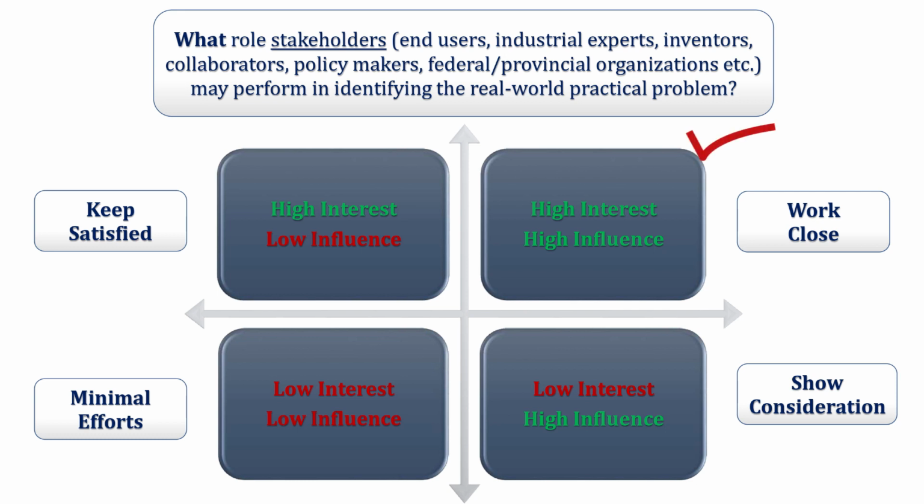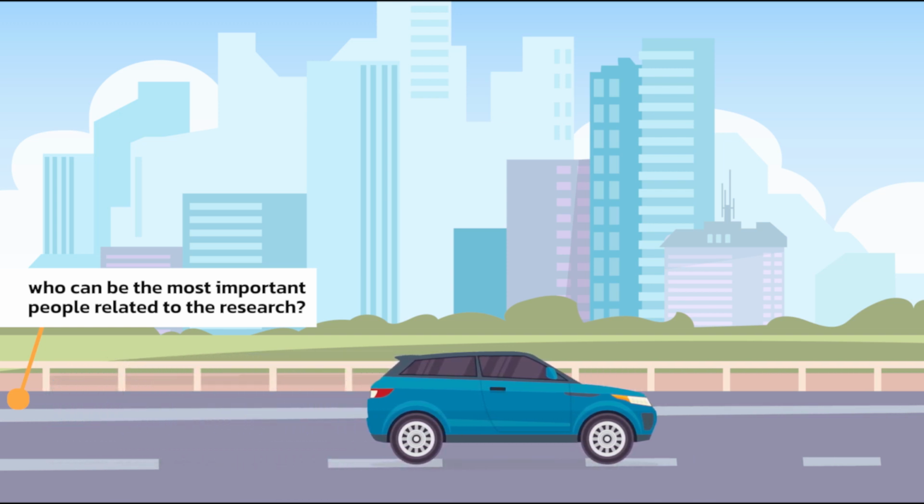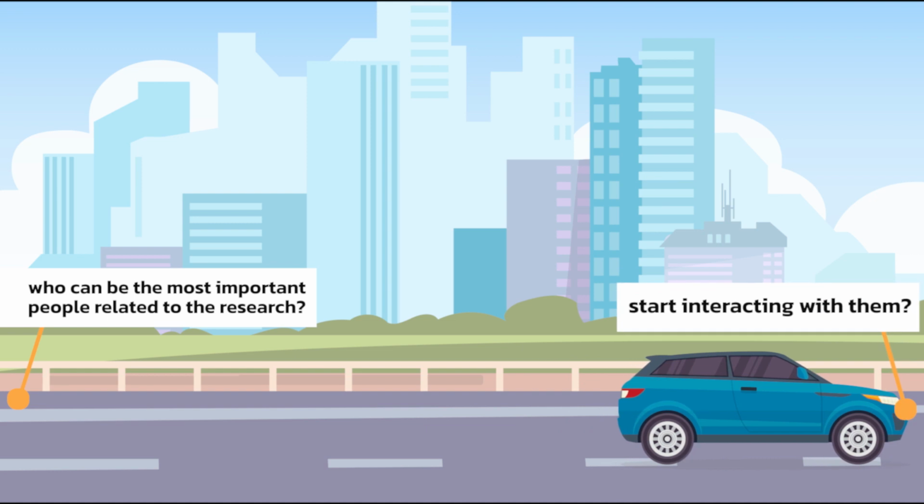We have learned that the top right box of the stakeholder mapping is most important when an academic inventor or an entrepreneur would like to know who are the most relevant stakeholders, particularly for problem identification. They are those people who have much more interest and at the same time much more influence on the upcoming invention by the academic inventors or the entrepreneurs. Well, once we have identified who can be the most important people related to the research the academic inventors would like to pursue, now the task is to start interacting with them.